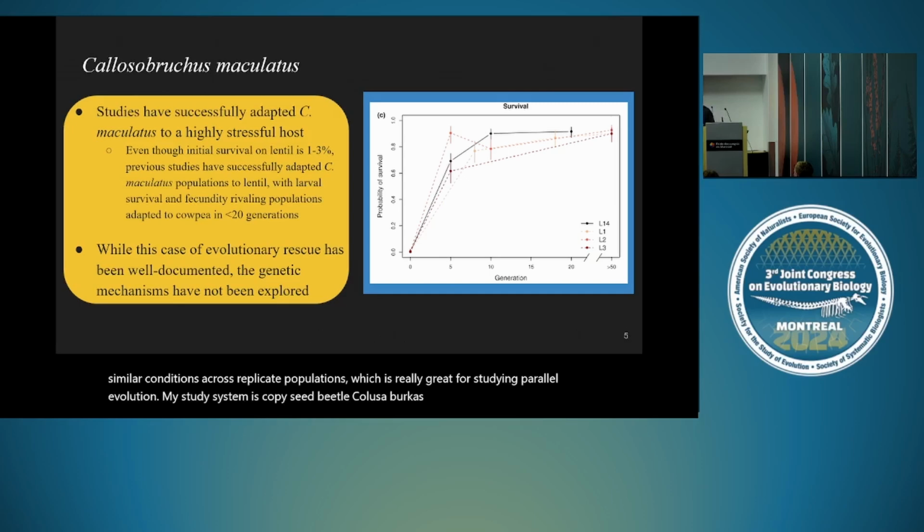My study system is the cowpea seed beetle, Callosobruchus maculatus. This is an agricultural pest. It's a seed beetle, and so what they do is they lay their eggs on the bean. The larvae burrow in, they eat the contents, they emerge as adults. Now, interestingly, cowpea seed beetles have been found to colonize multiple hosts in agriculture, most notably green lentil.